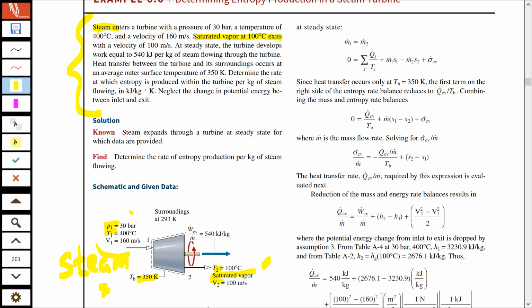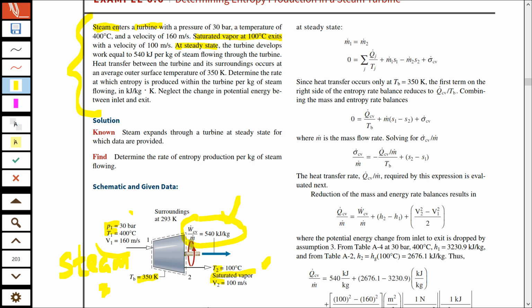So you can write here for your convenience that at the inlet I have steam, which must be superheated because steam is something which we use for superheated. So you have superheated water, and here you have saturated vapor. So everything is given here, and it's steady state. So of course, you have to rewrite everything for steady state, simple equations. Work, because this is a turbine, so you can expect this to develop work.